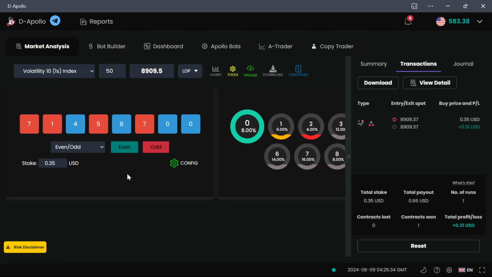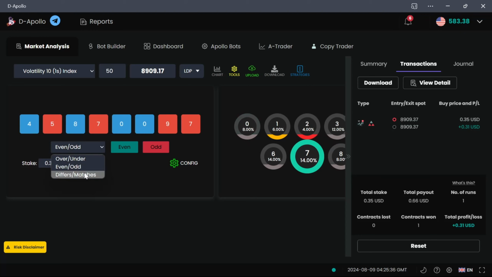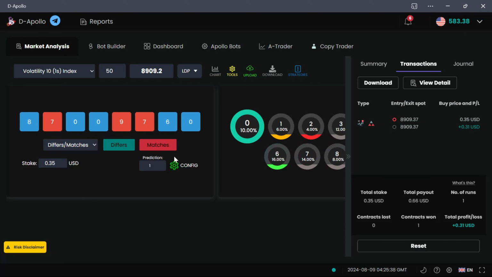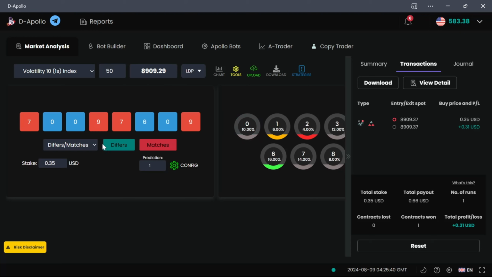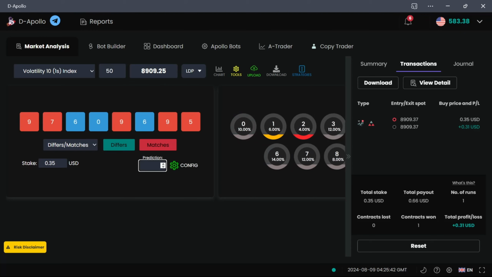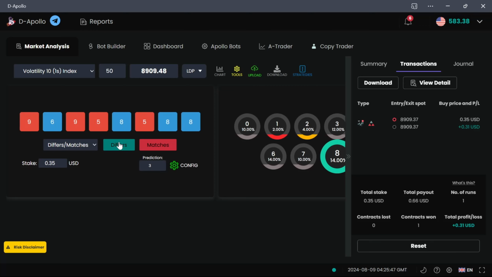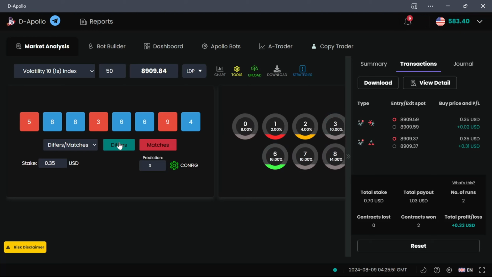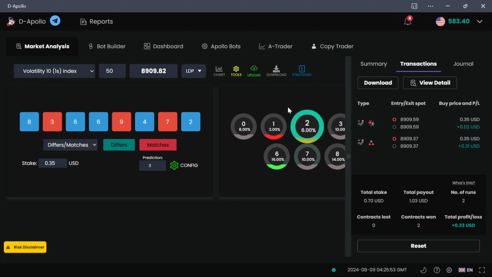The same thing applies to differs and matches. If you want to trade differs and matches, you come here and set a prediction. Let me set a prediction of 3, and I want a differs of 3. If I press differs of 3 and the last digit is not 3, it was 9, then I've again won the contract.